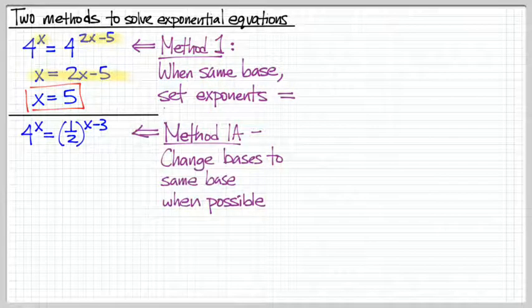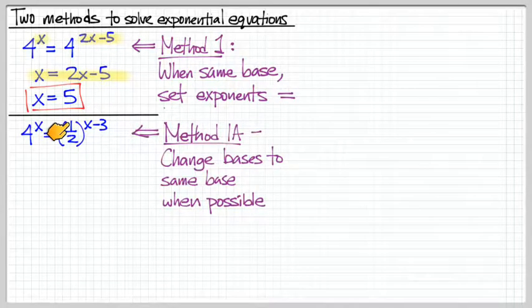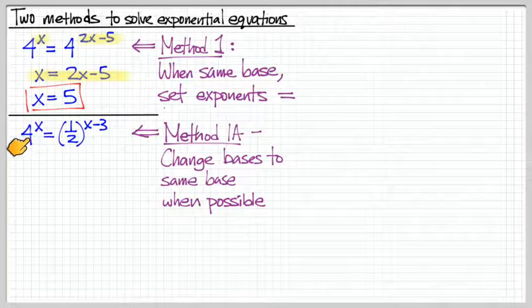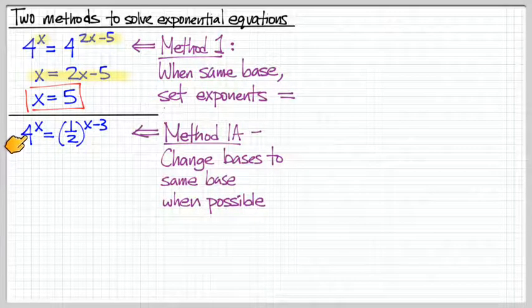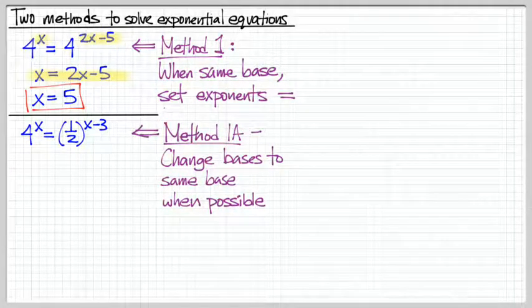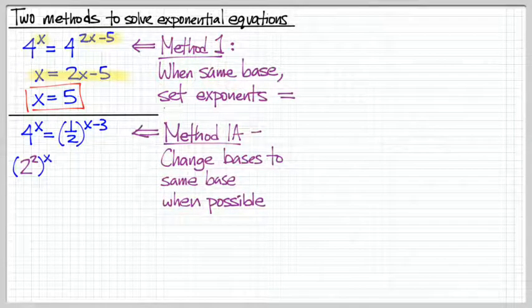But what do we do when the bases aren't the same? In this case, it's kind of a variation on this method. Sometimes it's possible to restructure or rewrite the exponent or the base such that the bases are the same. So in this case, we could take the 4 and turn that into 2 squared. And let's not forget the x here. So we're just basically substituting the 4 with 2 squared, an equivalent version.